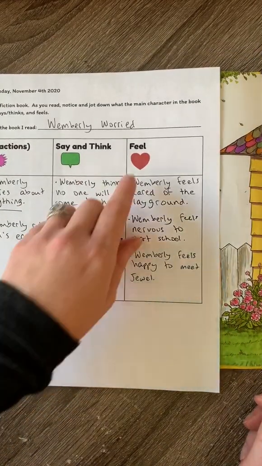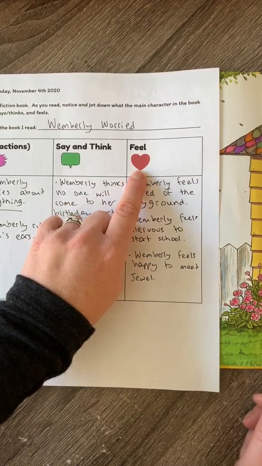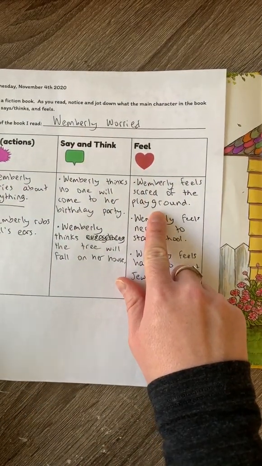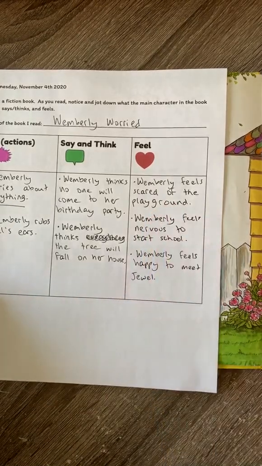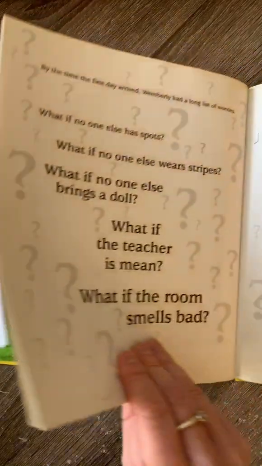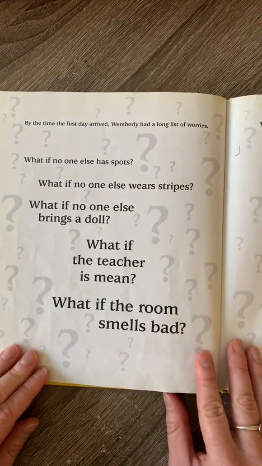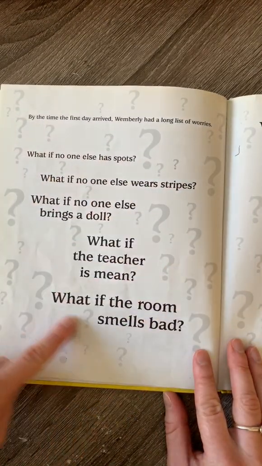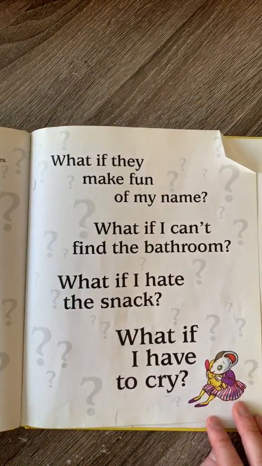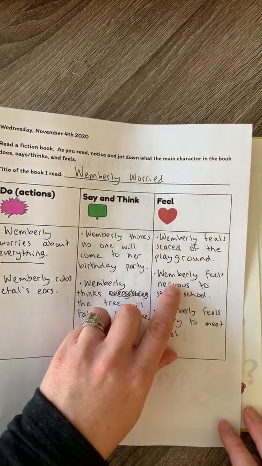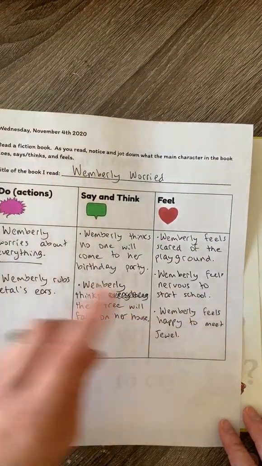I also needed to think about how Wemberly was feeling at different parts of the story. Well, I remember that Wemberly was feeling scared of the playground, and I also remember Wemberly was feeling very scared and nervous about her first day of school. All of these things that she was worried about on this page and here on this page told me that Wemberly was feeling very nervous to go to school for the first time.